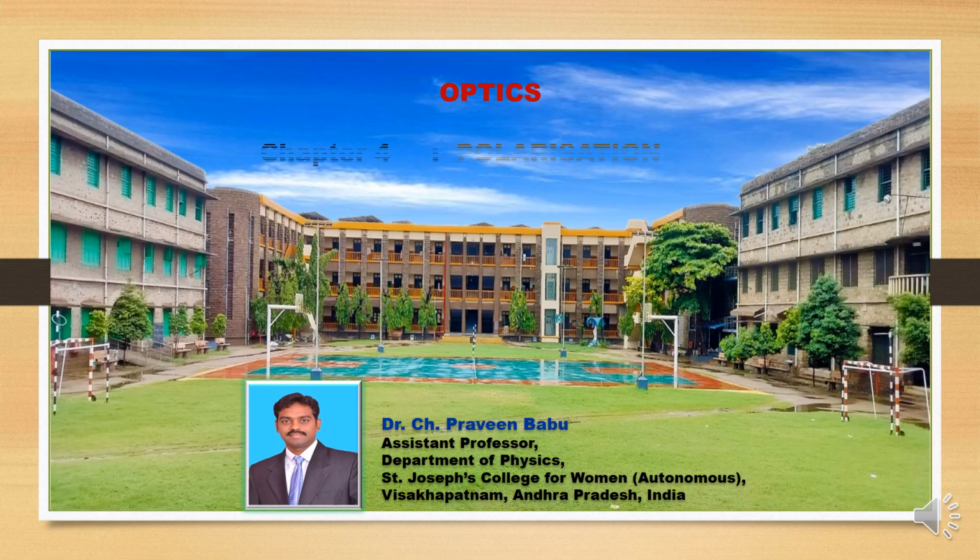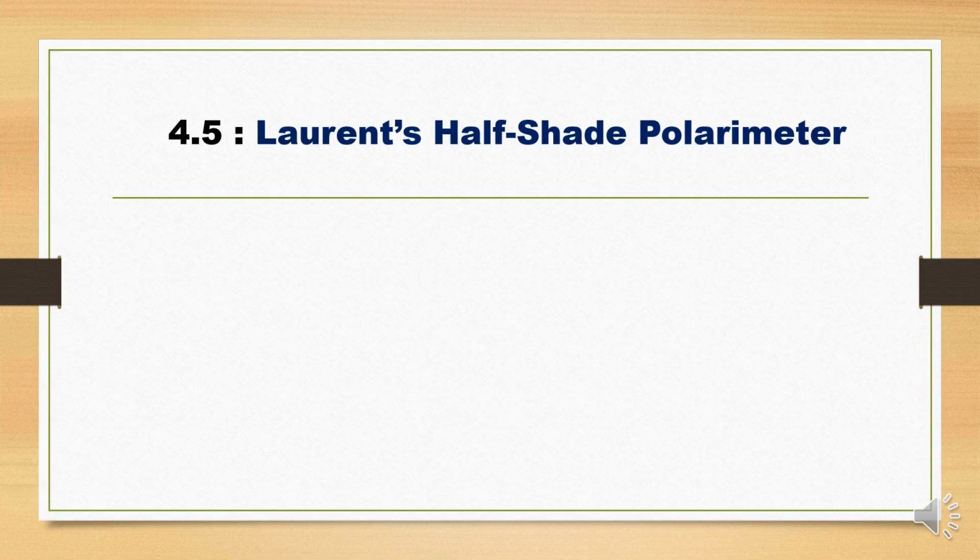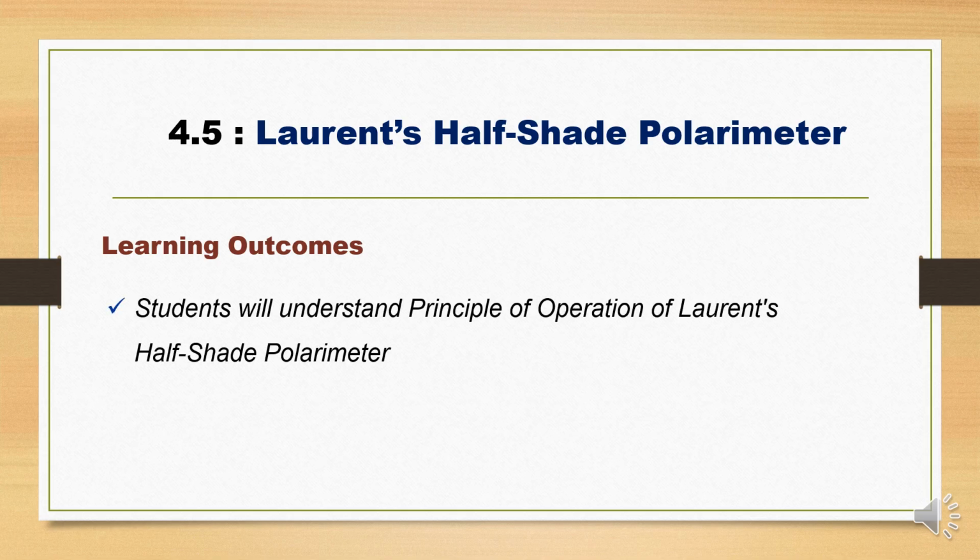The subtopic is Chapter 4, Polarization. In this topic 4.5, Laurent's half-shade polarimeter. Learning outcomes from this topic: the student will understand the principle of operation of Laurent's half-shade polarimeter. The components that are used here can be identified.